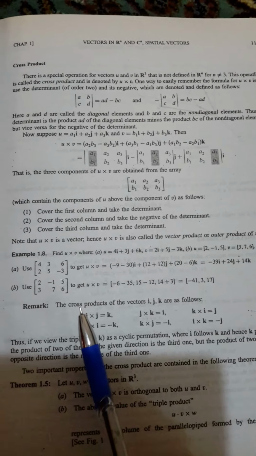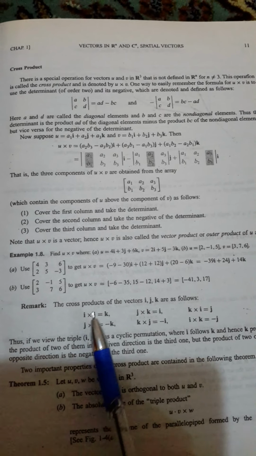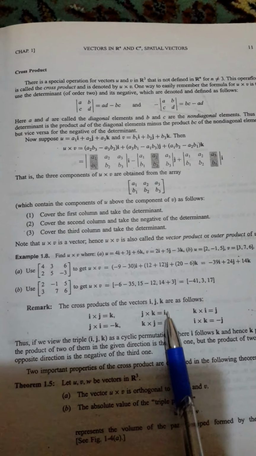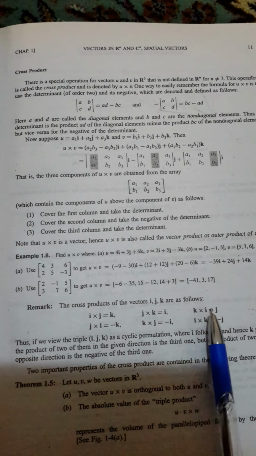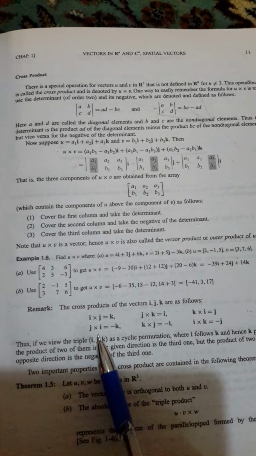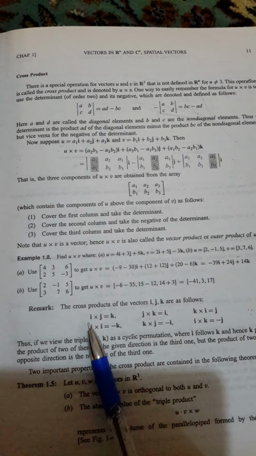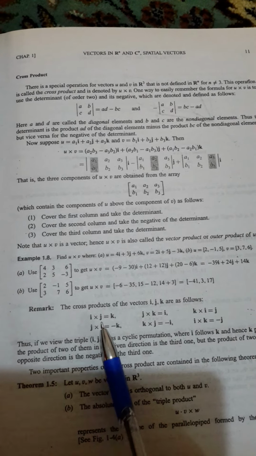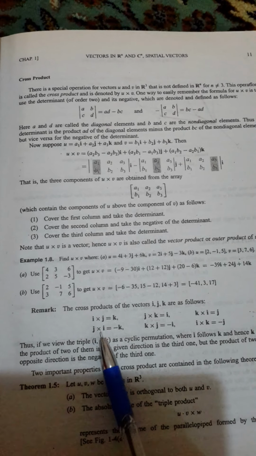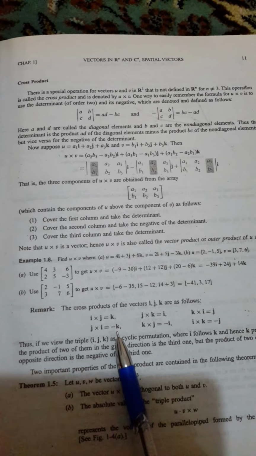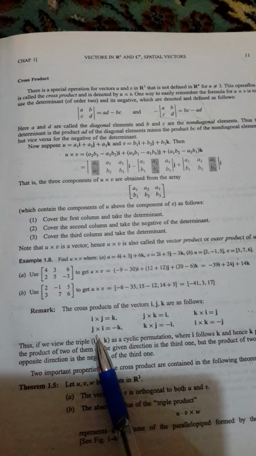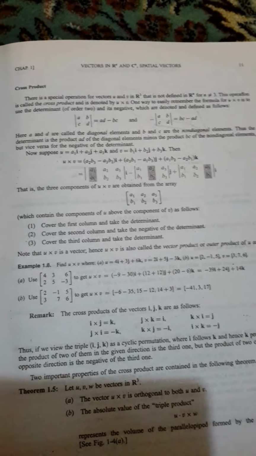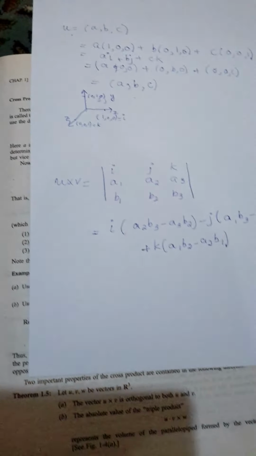Then the cross product has some properties: i cross j is equal to k, j cross k equals i, and k cross i equals j. But if we are reversing this, then it is not commutative. It does not hold the commutative law. It will give you the negative direction. j cross i equals minus k. It is the same way.